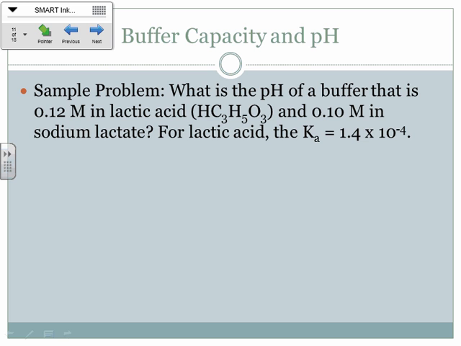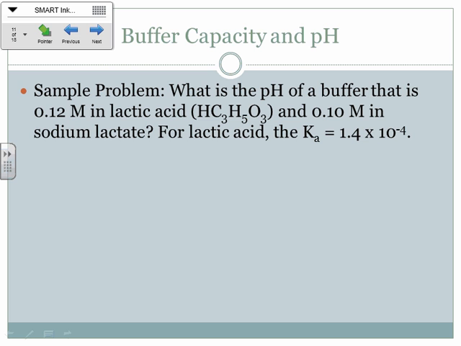Okay. So sample problem, what's the pH of a buffer that is 0.12 molar in lactic acid and 0.1 molar in sodium lactate? And then they're giving us the Ka for lactic acid. Okay? So there's two ways to solve this problem. There's the way that we talked about today in class, using an ice table. And there's Henderson-Hasselbalch. So let me show you both ways, and then you can decide which one you like better.